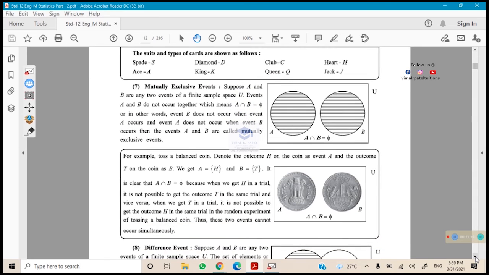Then mutually exclusive events. There is nothing common in it. That is called mutually exclusive. Suppose A and B are two events of a finite sample space. Events A and B do not occur together, which means A intersection B is the null set, phi set. So when event B occurs, event A does not occur. When event A occurs, event B does not occur. Suppose you want to represent your school in some sport. Either you can play hockey, or you can play kabaddi, but you cannot play hockey and kabaddi together. You cannot be part of both the teams. Then the number of students playing hockey and the number of students playing kabaddi are mutually exclusive events. There is nothing common in it. Clear?